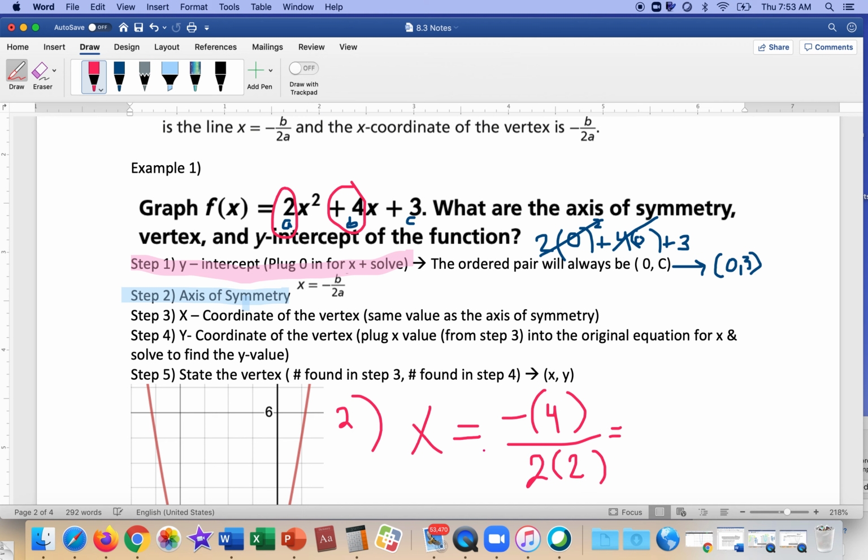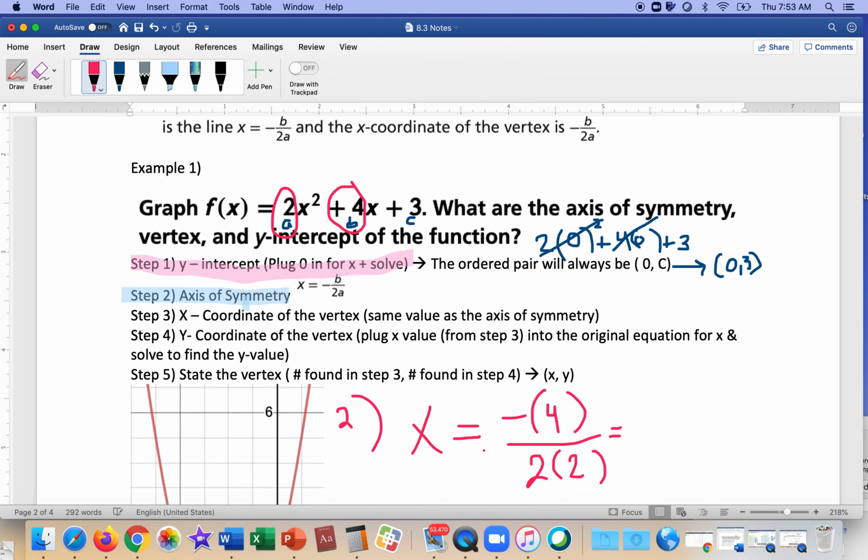And then if we look at the next part, step 3, the x coordinate of the vertex is the same value as the axis of symmetry. So it's actually also going to be negative b over 2a, which we already have that value, right? So in step 3, we already know the x coordinate of our vertex.